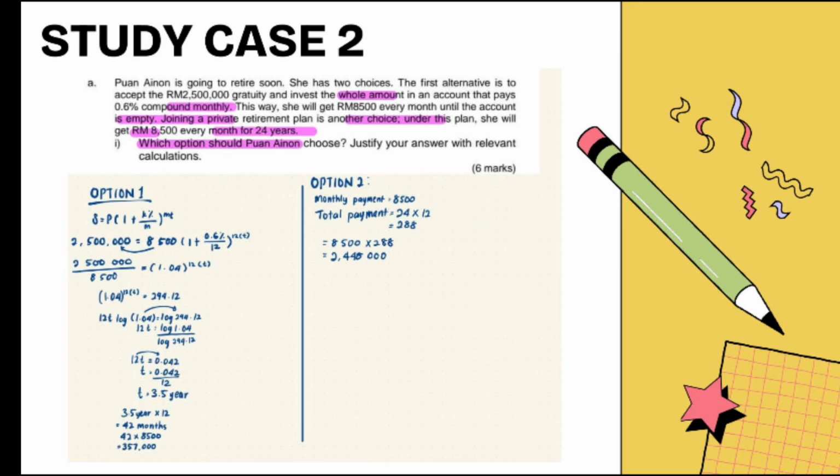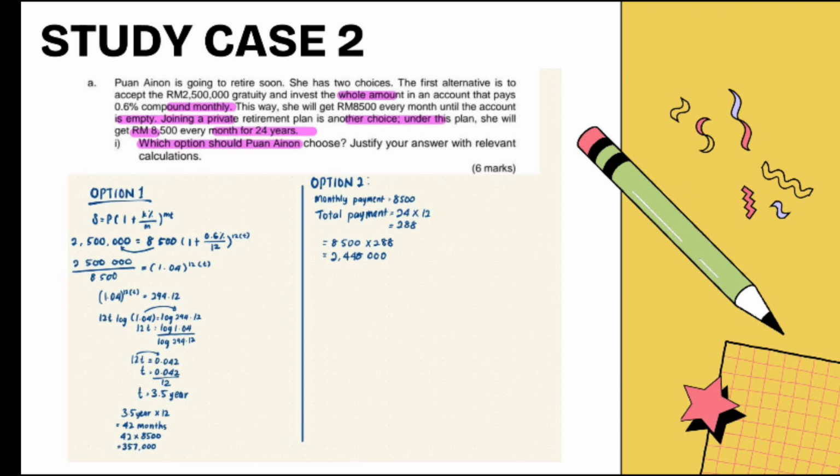Option 1: S equals P open bracket 1 plus k percent per m close bracket, power of mt. 25,000 equals 8,500 open bracket 1 plus 0.6% per 12 close bracket, power of 12 times t. 25,000 per 8,500 equals open bracket 1.04 close bracket, power of 12 times t. T equals 3.5 years, times 12 equals 42 months, times 8,500 equals 357,000.